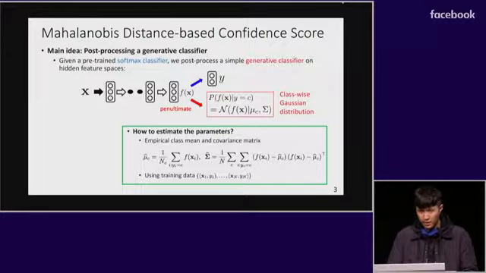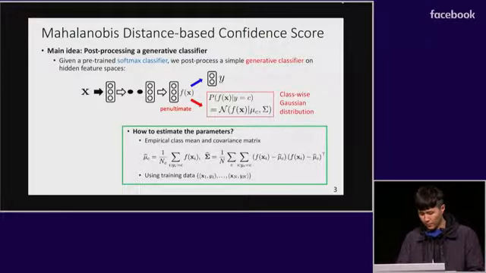To this end, instead of utilizing an expensive density estimator, we simply post-process a generative classifier on the hidden feature space of a pre-trained softmax classifier. Specifically, we define a class-conditional Gaussian distribution on the hidden feature space, where we estimate its parameters using an empirical class mean and covariance matrix from the training samples.